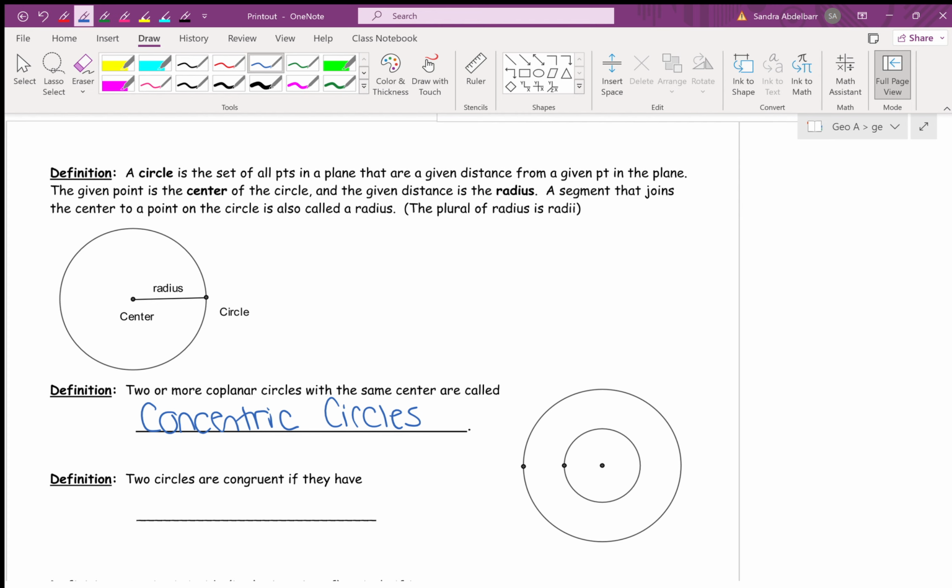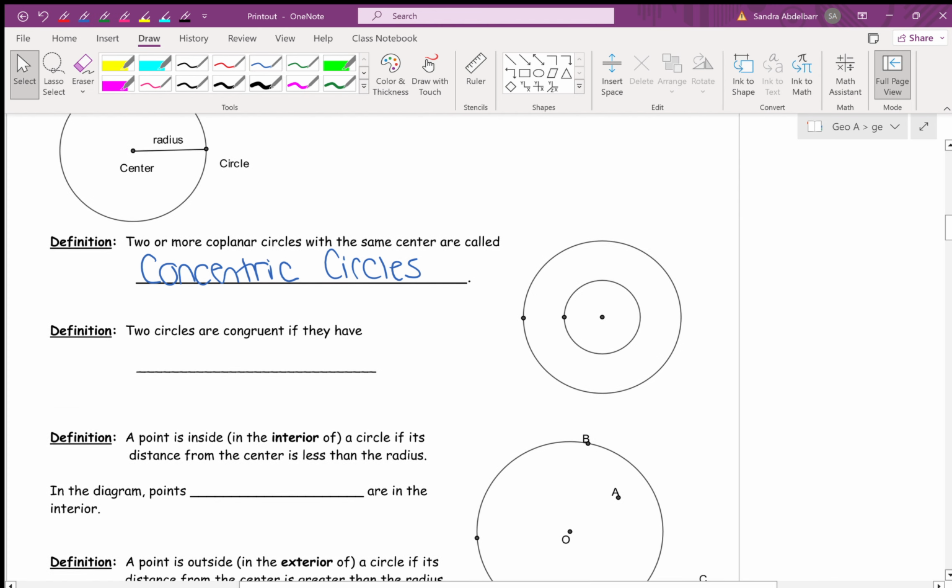Two circles are congruent if they have congruent radii. Why does that make sense that if two circles are congruent, if the length of their radii are congruent? Why does that make sense?